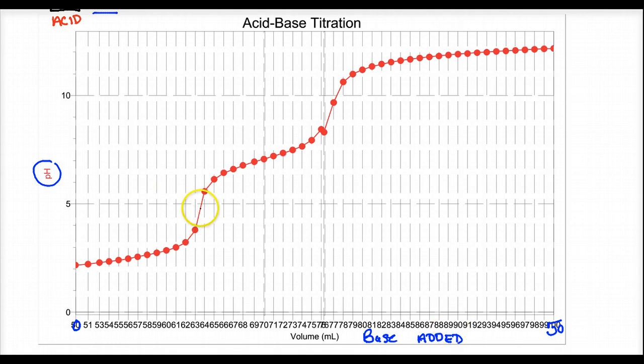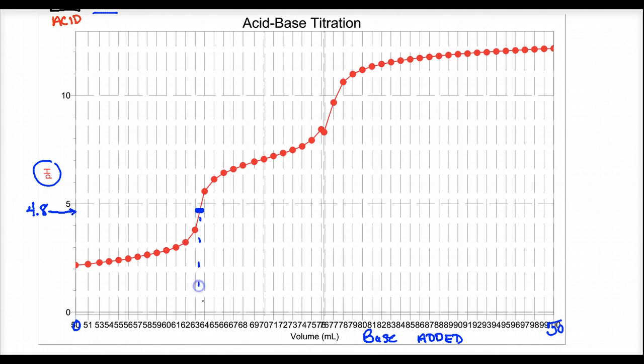So I see that my equivalence point, eyeballing it, is essentially something like this, which probably gives me something, if this is a 4, I'm looking at 4.8 maybe. So it looks to me like the equivalence point is at 4.8. Now, why did I look at that first? Well, because 4.8 is going to give me a certain milliliter value. And I'm looking at that right here.